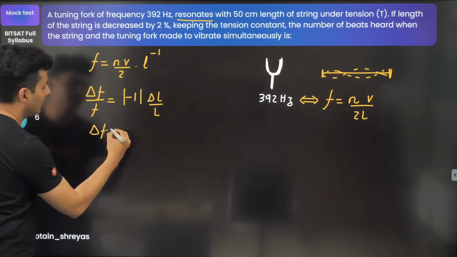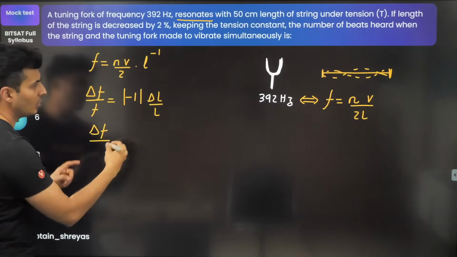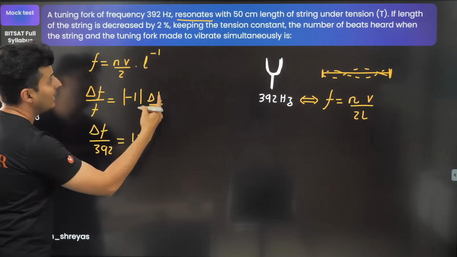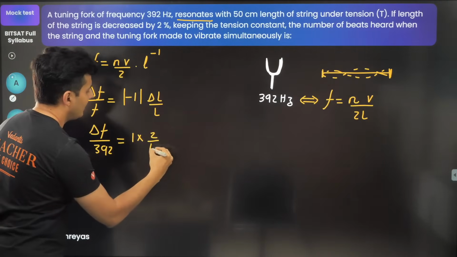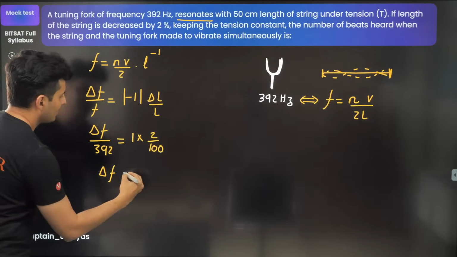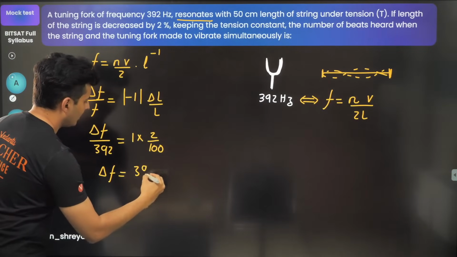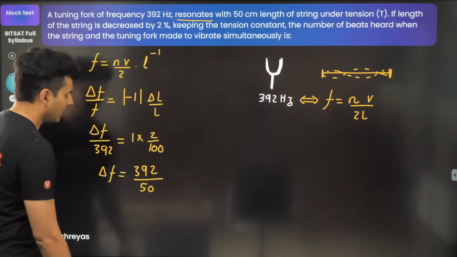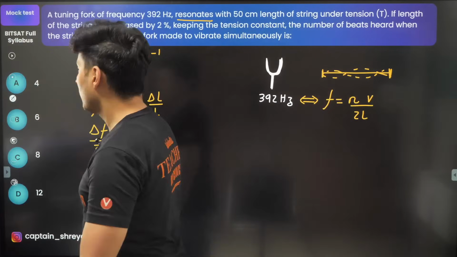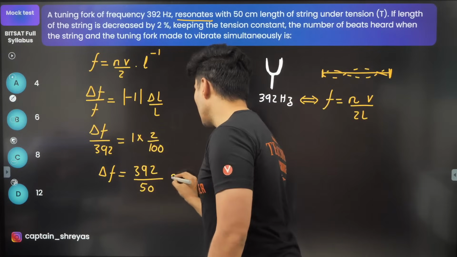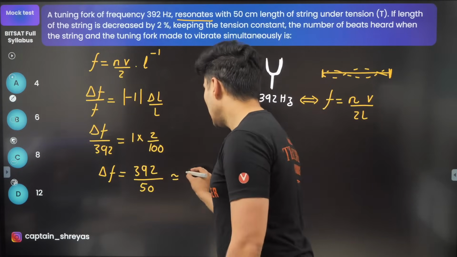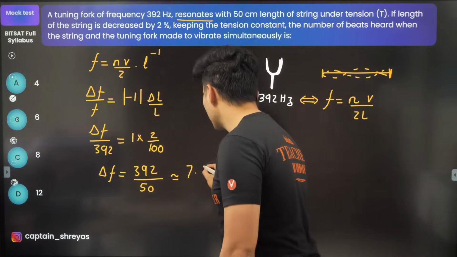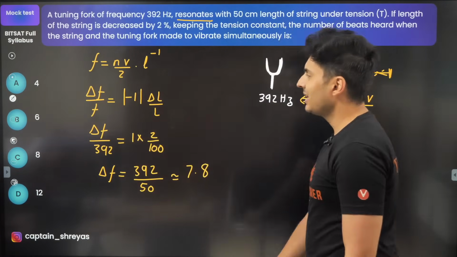Now delta F, I do not know. Frequency, I know it is 392, times minus 1's modulus, which is just 1. Delta L is 2%, so 2 divided by 100. So delta F will be nothing but 392 divided by 50. Just check this out. How much does it come out to be approximately? I think it comes out to be somewhere around 7.8 something.